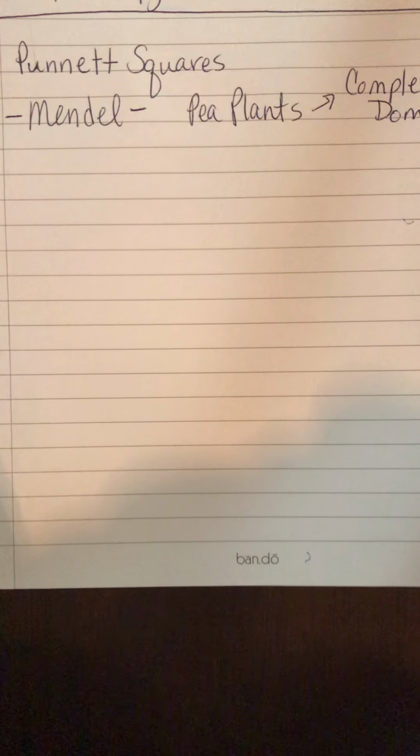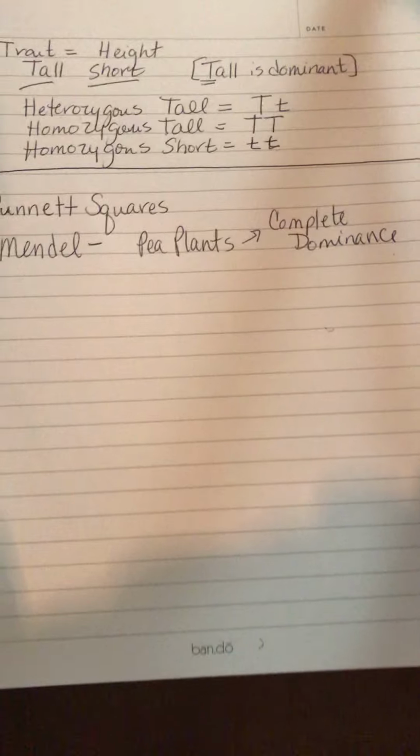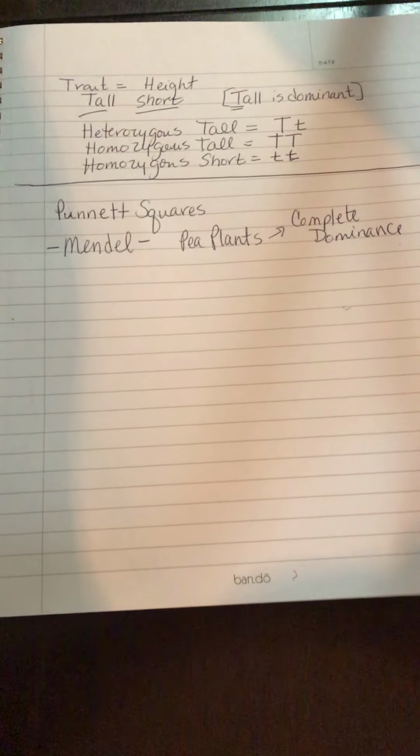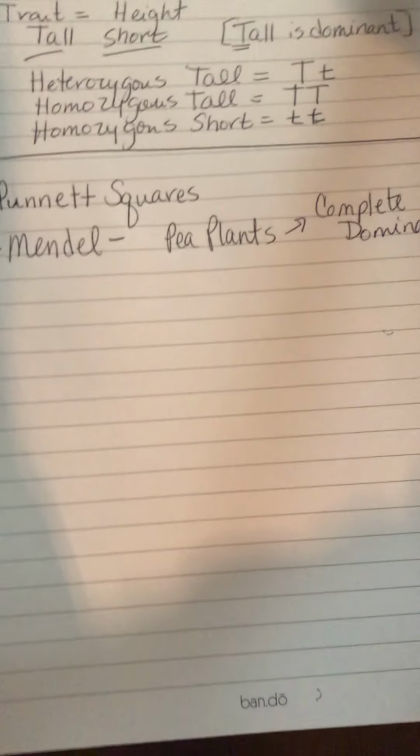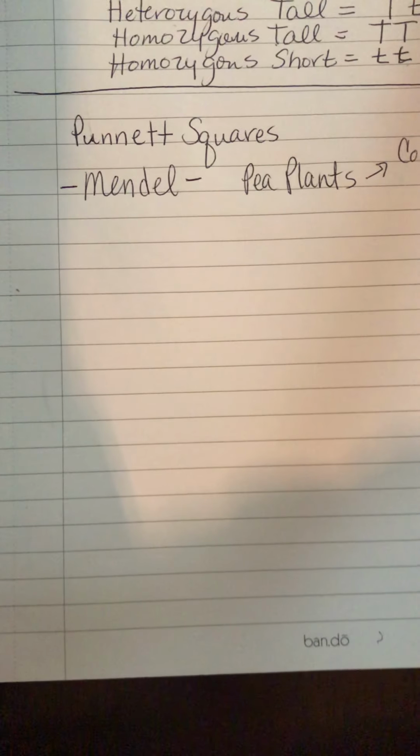Oops, I'm going to move this a little bit so you can see what I'm writing. Okay, pea plants, complete dominance. I don't have this set up the way I did last time because you could definitely see everything then. Maybe I had it up higher. I'll just hold it here for a second. All right, so in Mendel's pea plants, they were completely dominant.